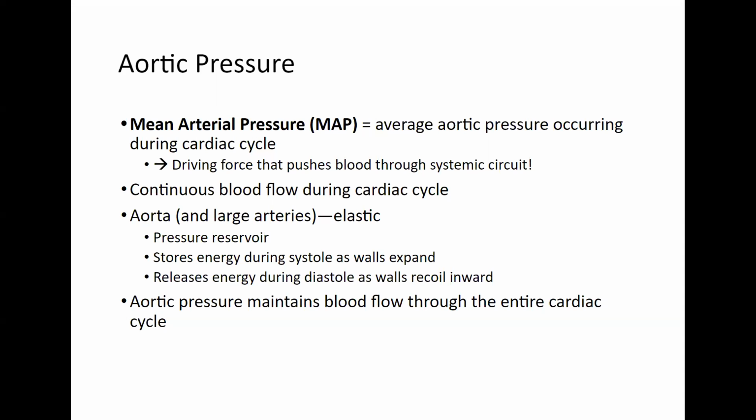This is basically energy being stored in the walls of the aorta during systole. So they expand, storing pressure in that elasticity. And then it gets released during diastole as the walls contract inward. Okay, so that's the aorta recoiling to allow that blood to flow. So the aortic pressure is maintaining the blood flow through the whole cardiac cycle. We're storing more pressure in that elasticity in those walls during systole, and then we're using that stored energy to produce pressure during diastole.